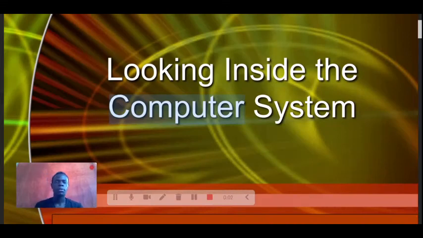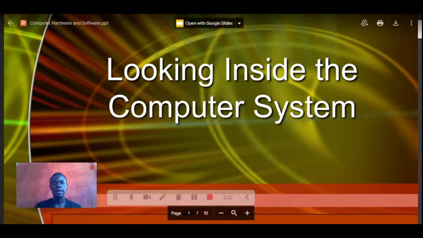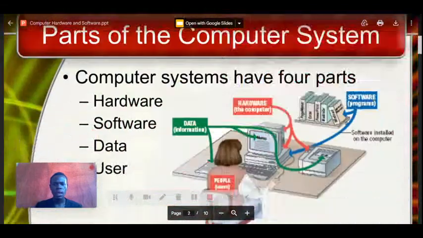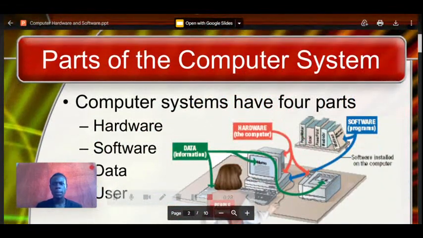Okay, good morning, class. So today we're going to look at looking inside a computer. We talked about what a computer is, and we talked about what a system is. So today we're going to look at what is found inside a computer and some of the parts. We are taught parts of a computer.